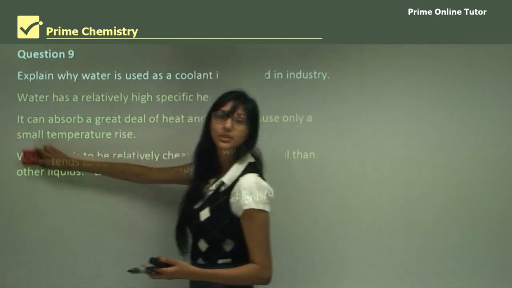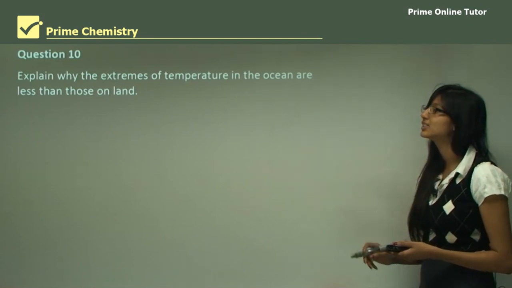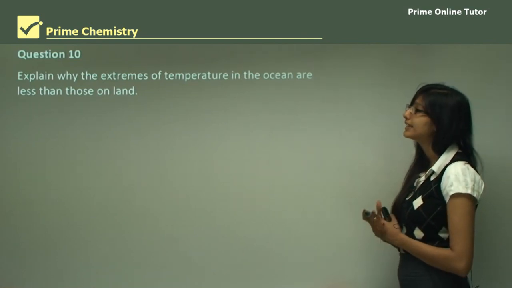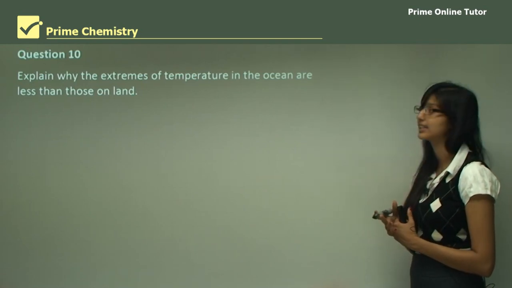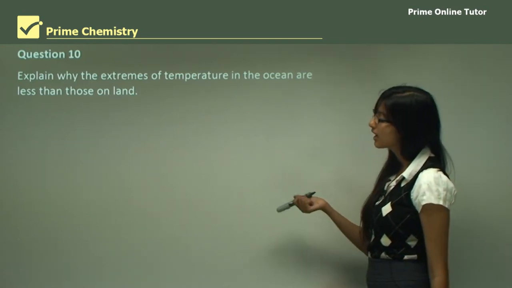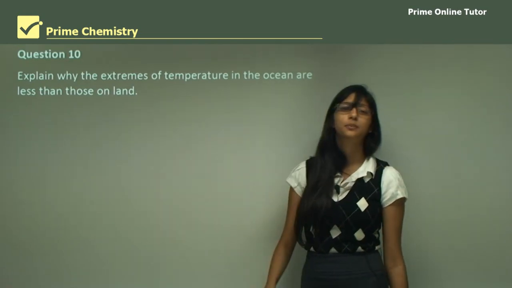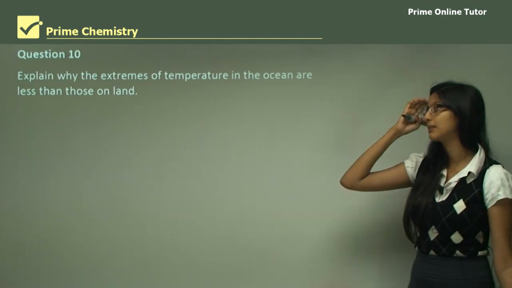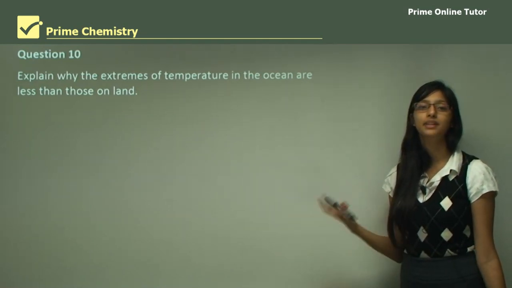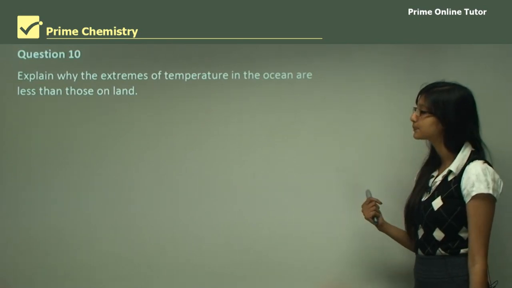Now let's move on to question 10. Question 10 tells you to explain why the extremes of temperature in the ocean are less than those on land. Now, again, the verb is explain, and that means you have to provide a cause and effect relationship in your answer. So you need to provide the chemistry behind why something is happening, and provide the answer in much more detail.